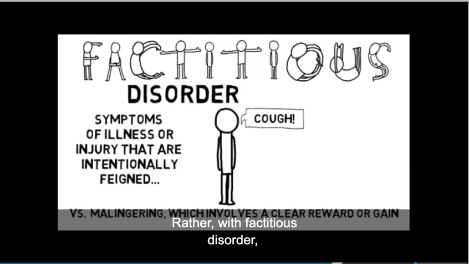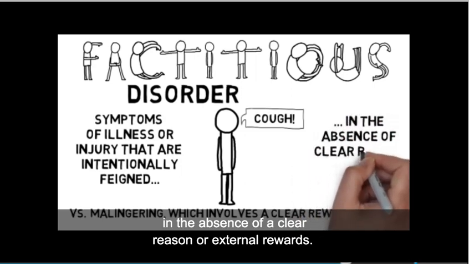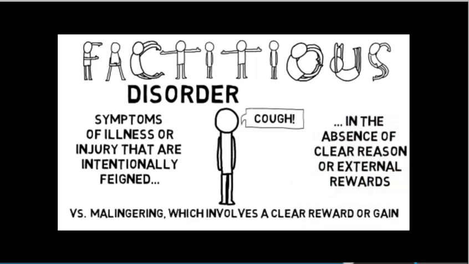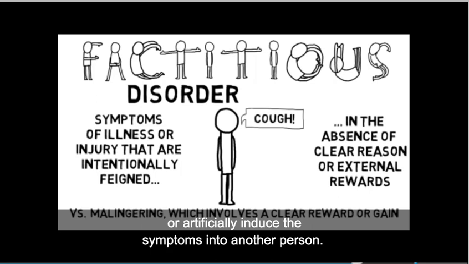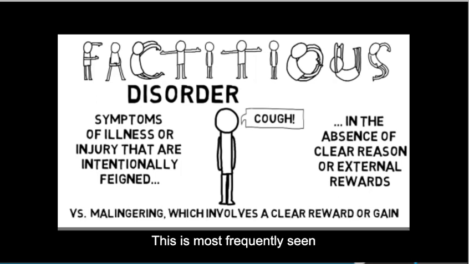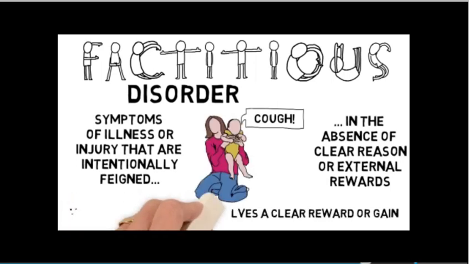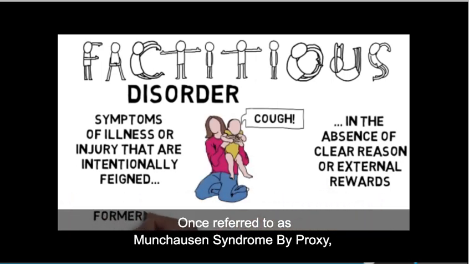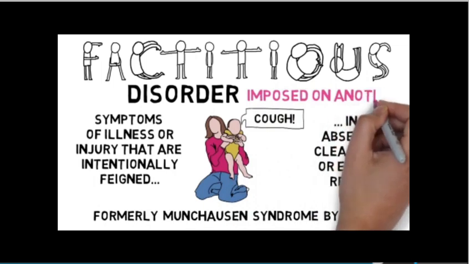Rather, with factitious disorder, the individual is intentionally feigning these symptoms in the absence of a clear reason or external rewards. Even further, in some cases, the individual may actually feign or artificially induce the symptoms in another person. This is most frequently seen with mothers imposing illness on her child. Once referred to as Munchausen syndrome by proxy, the current DSM label is factitious disorder imposed on another.